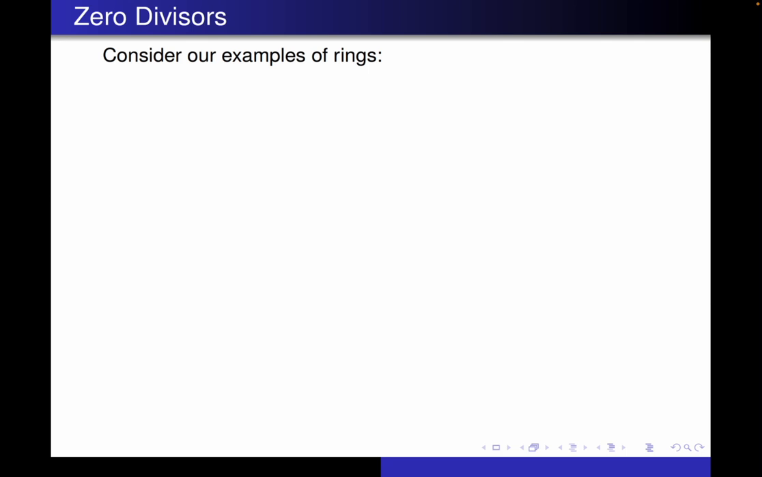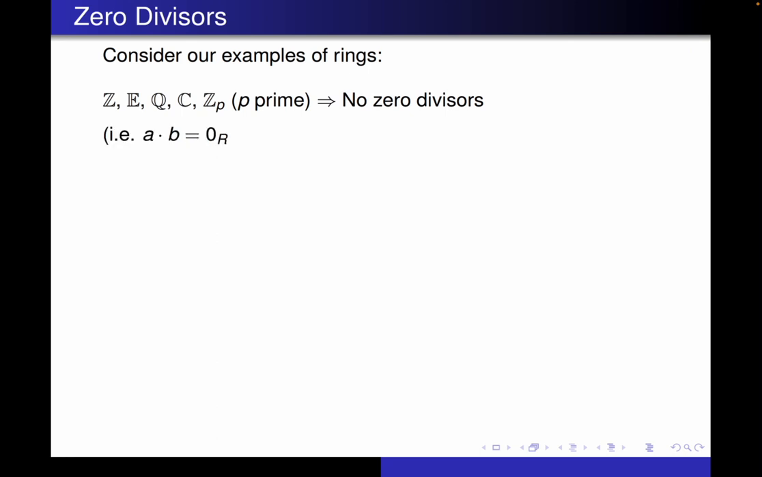All right, so let's consider some of our examples of rings and see if they have any zero divisors in them. If we look at the integers, the even numbers, the rational numbers, the complex numbers, even Z sub p, where p is a prime number, those all have no zero divisors. We have already proved that for these rings, or in the case of Z sub p, you are going to prove that in one of your portfolio problems. So what that means, of course, is that whenever I have two elements of those rings multiplied together to give me 0, either A is 0 or B is 0. One of the things multiplied is going to be 0.